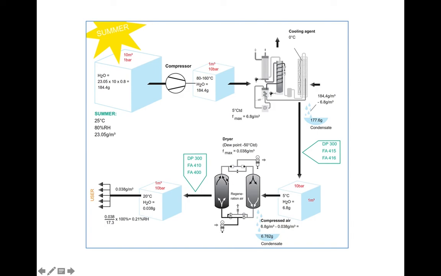So after the absorption dryer, the water content will reduce to 0.068 grams per cubic meter. A significant reduction of the water content in the air. Now the compressed air only has 0.068 grams per cubic meter.